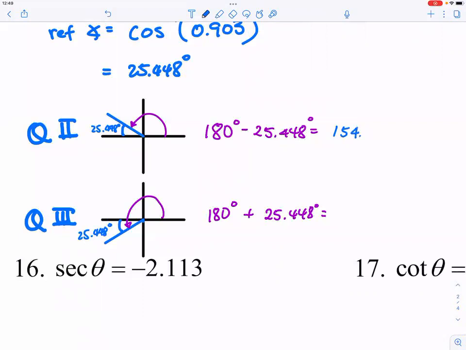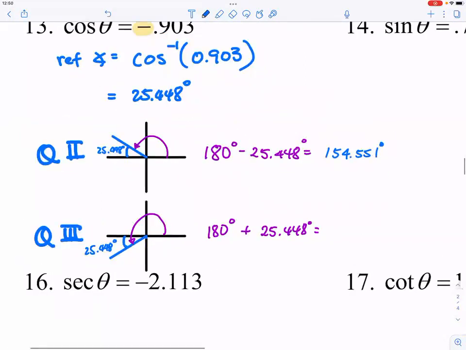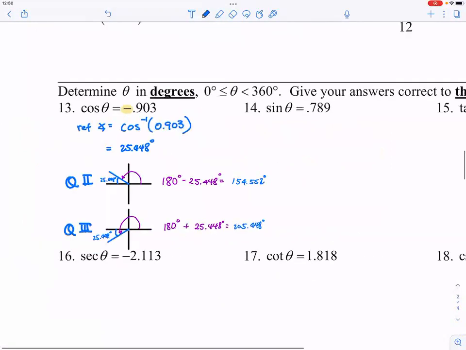So 154.552, sorry, 552. And then you have 205.448. All right, so now for all these, you got 2 answers. Because if it's positive, then you have 2 quadrants. That gives you the positive answers. If it's negative, like this one, then you have 2 different quadrants.